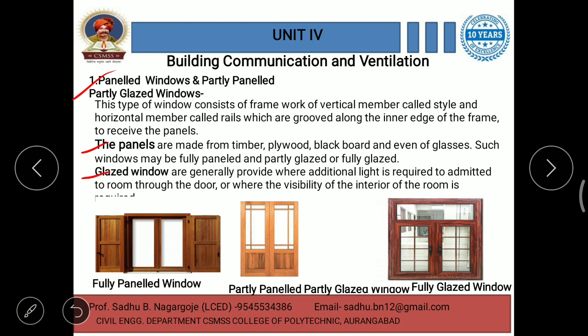Then glazed windows are provided where additional light is required to be admitted to the room through the door, or where visibility of the interior of the room is required. Okay. So these are fully panel windows, partly panel and partly glazed windows, and fully glazed windows. So this is about panel windows and partly panel windows.